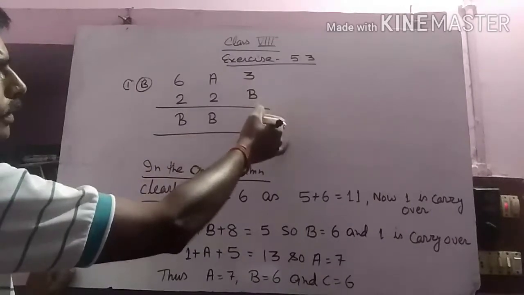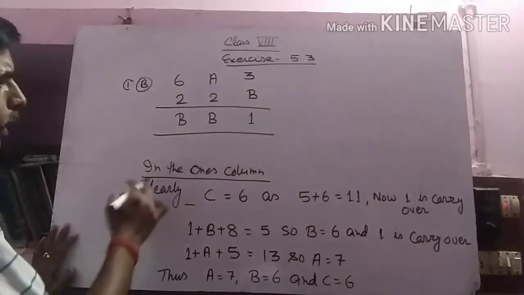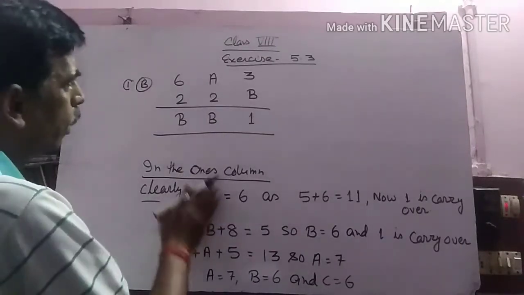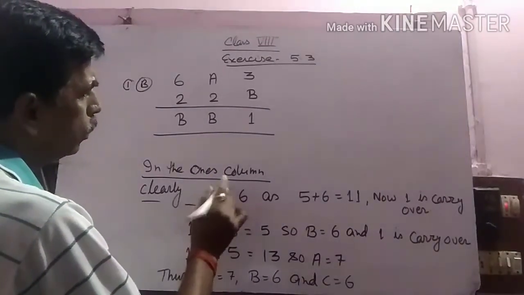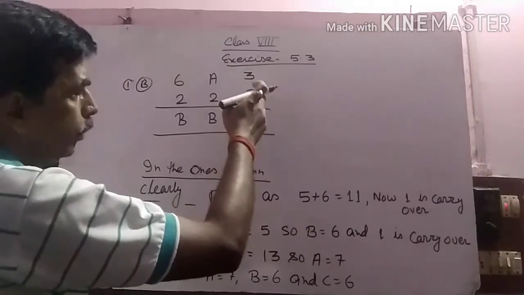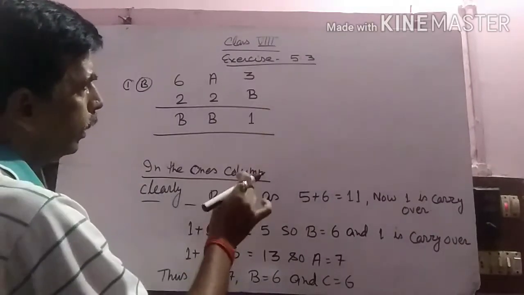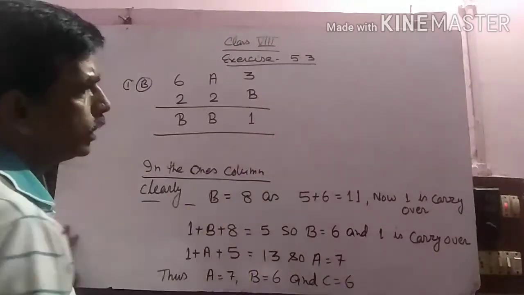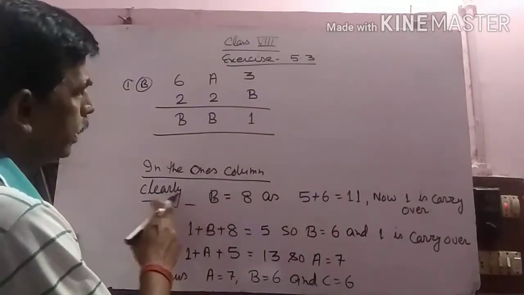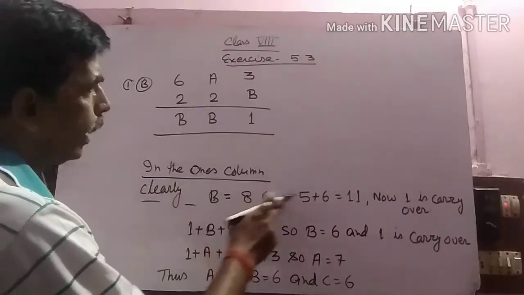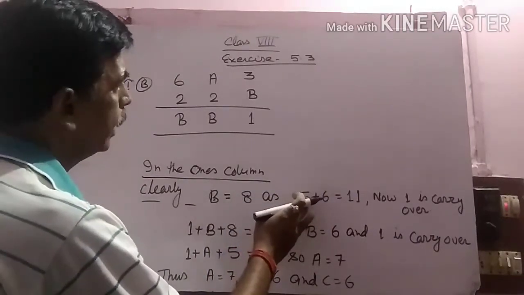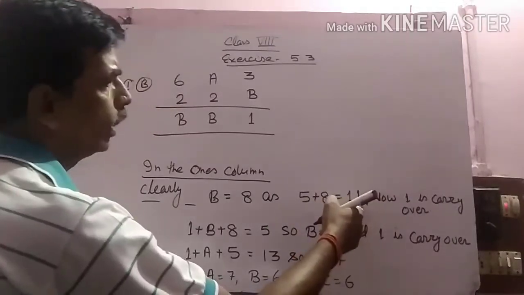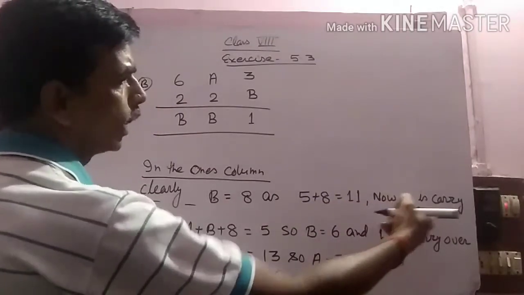Again we are going to see it from the ones column. 3 plus B is equal to 1. So clearly in the ones column, B is equal to 8. 8 plus 3 is equal to 11. So we can say that 3 plus 8 is equal to 11. Now 1 is carried over.